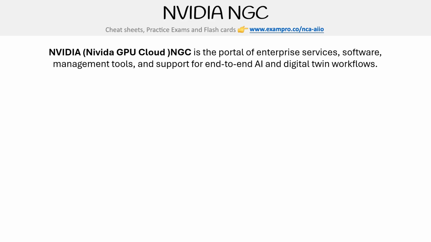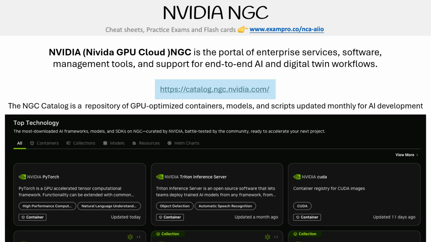Let's take a look here at NVIDIA GPU Cloud, or NGC, which is the portal for enterprise services, software management tools, and support for end-to-end AI and digital twin workflows, which you can find on the catalog at catalog.ngc.nvidia.com. So the NGC catalog is the repo of GPU-optimized containers, models, and scripts updated monthly for AI development.